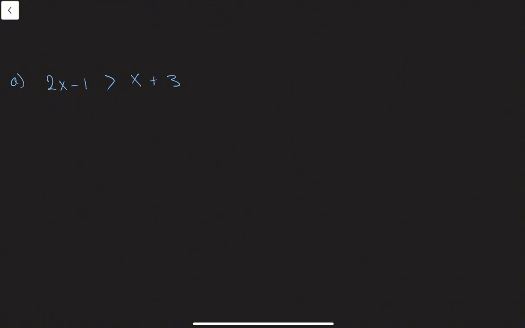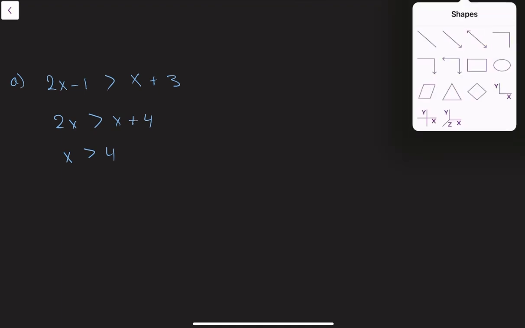So 2x minus 1 is greater than x plus 3. From algebra, we know we need to isolate for x. So let's do this. Adding 1 to both sides, and then subtracting x from both sides, we got our solution right away. Pretty straightforward. But let's draw this on a number line.